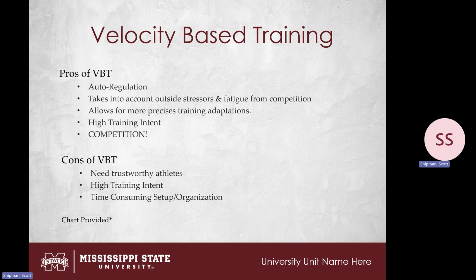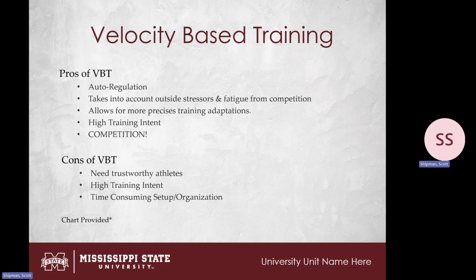With that being said, there are cons when we're looking at velocity-based training. The high training intent is great until it affects the quality of movement you're doing. We want our training intent to be great, but we also want the technique and the quality of the movement pattern to match that training intent. So that's a huge negative if the movements aren't trained and coached to a high level.